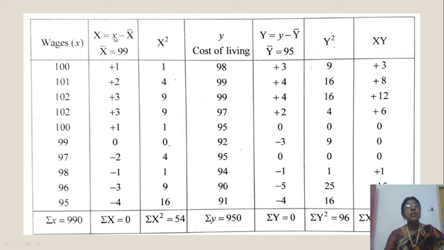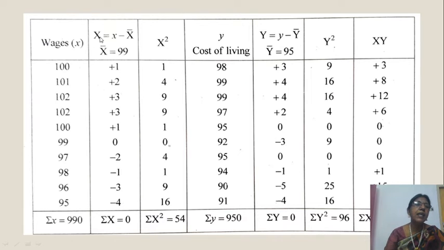Next, capital X is small x minus x bar. X bar means mean of x, which came to 99. So in this column you put capital X, that is small x minus 99. What is the first one? 100 minus 99, this is capital X. This whole column is capital X. So small x is 100 minus 99 is 1, 101 minus 99 is 2, 102 minus 99 is 3. Like that you fill the capital X column, and write sigma x.